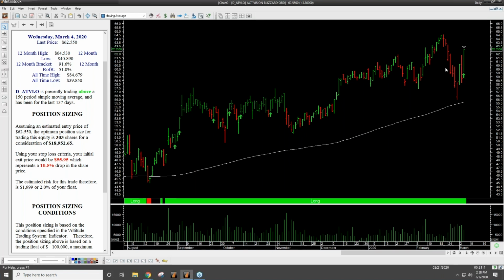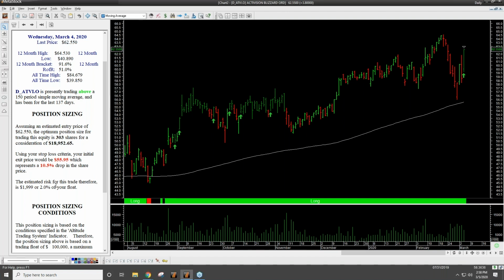If I was going to take advantage of it, it's going to tell me that, assuming an estimated entry price of 62.55, the optimum position size for trading this equity is 303 shares for a total consideration of $18,000 and not $18,900. Using a stop loss criteria, your initial exit price would be $55.95, which represents a 10.5% drop in the share price. The estimated risk for this trade would then be $19.99 or 2% of your float.